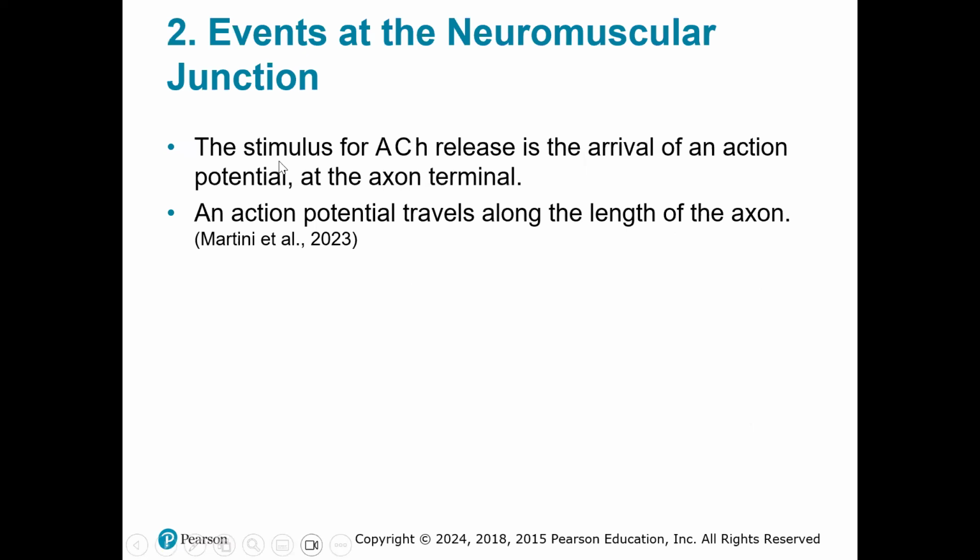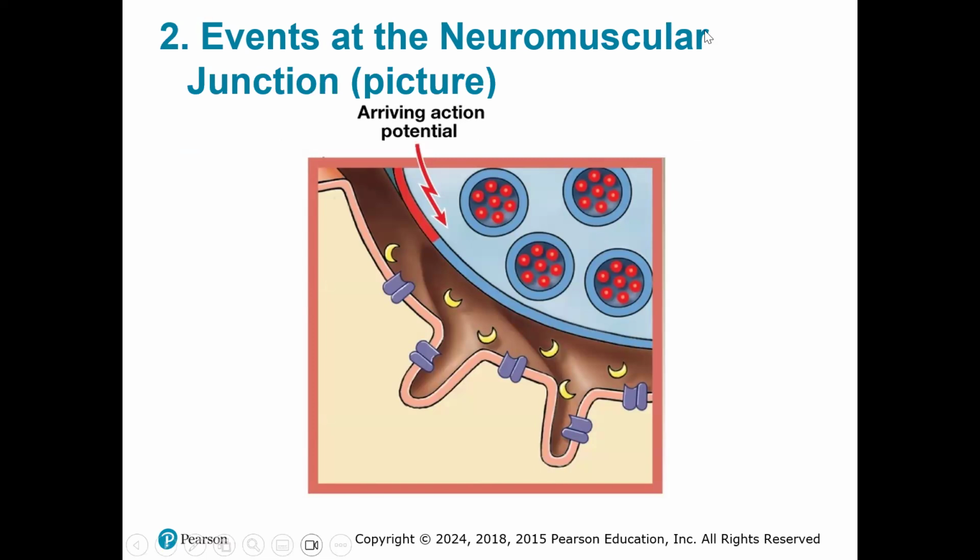So the second event at the neuromuscular junction: the action potential arrives at the axon terminal, traveling along the length of the axon. Right here in the beginning, the action potential goes along the axon and reaches right here. Before that, there is the entrance of calcium into the presynaptic terminal. Calcium enters and activates those neurotransmitter vesicles, and helps in the release of those chemicals, which is the acetylcholine.